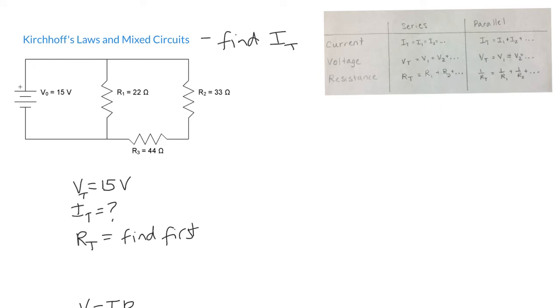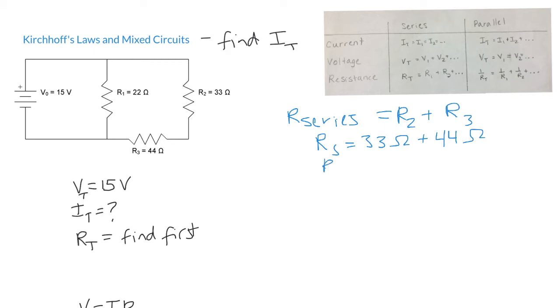Whenever resistors are beside each other, I'm going to put a little S here for series. So I'm looking at the resistance of 2 and 3. I can just add their resistances and I get an equivalent resistance. So that is 33 ohms plus 44 ohms, and that will give me an equivalent resistance for these two of 77 ohms.